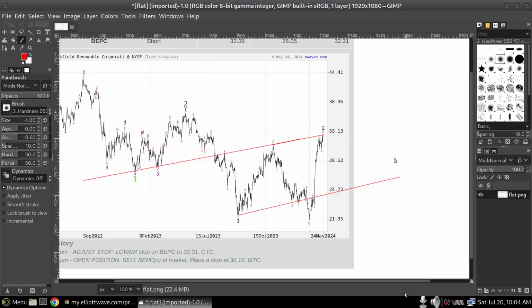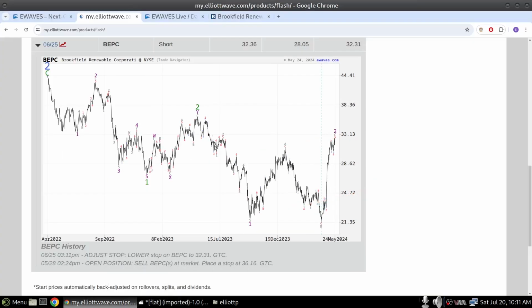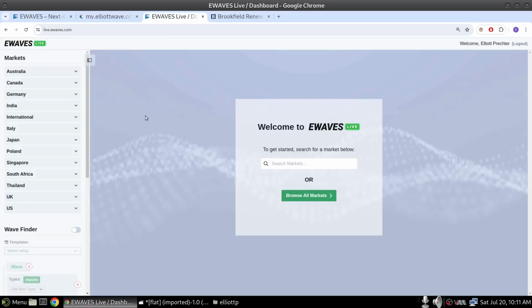And then if we pop into EWAVES Live here in a second, we can take a look at what's happened since then. So let's click over back to the browser. And like I said, this is the original setup. Then if we go into EWAVES Live, we can check on the updated wave count. So let's click Search Markets. Let's do BEPC. And there it pops up right here, Brookfield Renewables. So this is the US version on NYSE.